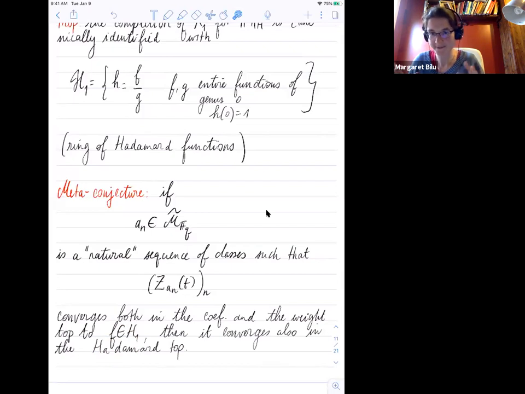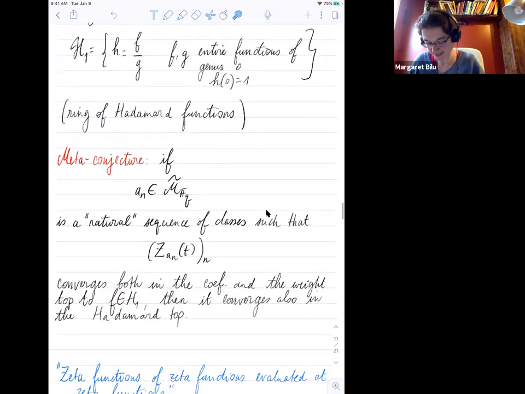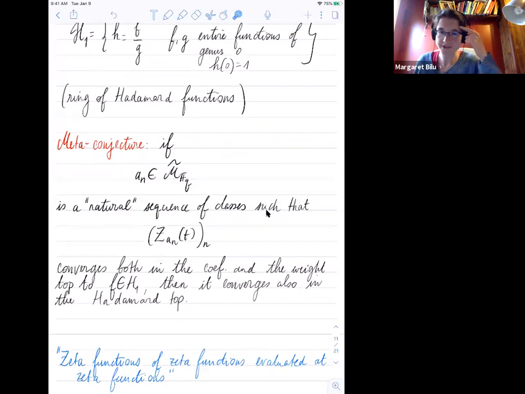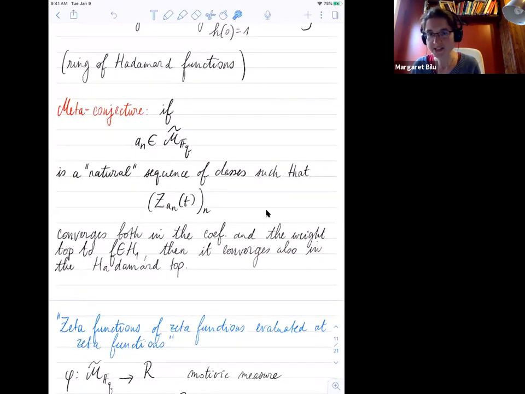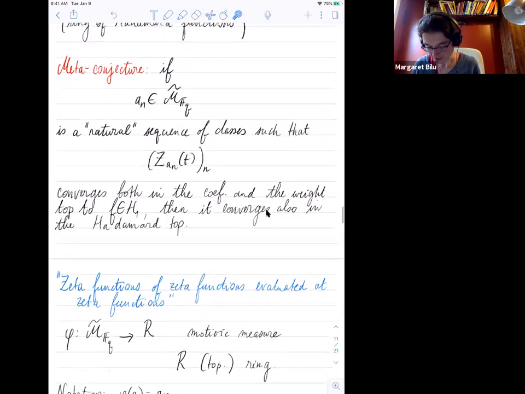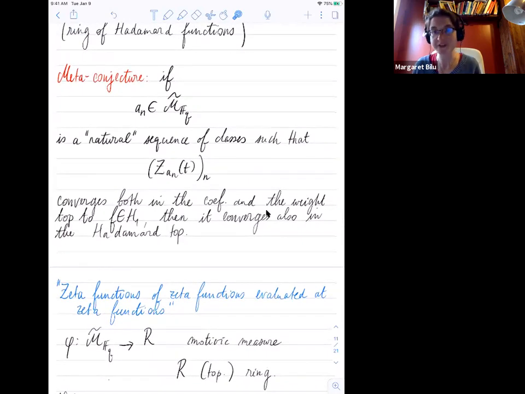And this is the complicated thing in here, that you end up having to compute a zeta function of a zeta function, and it's going to be evaluated at a zeta function. So this is what I need to explain to be able to state my theorem. So to not have too many zetas, let me start with just some motivic measure, which eventually will be the zeta measure. So just a ring morphism from the Grothendieck ring to R. And so R should be some topological ring.